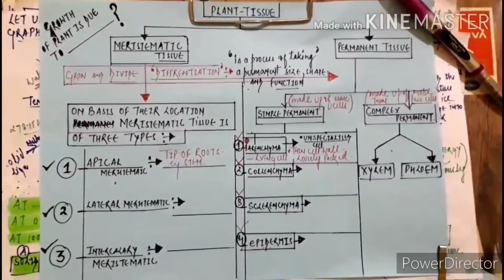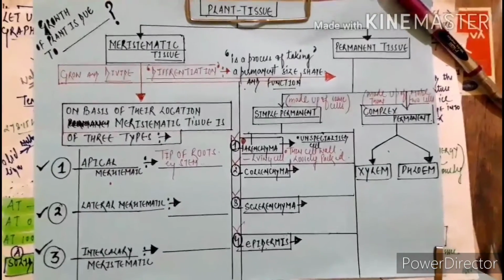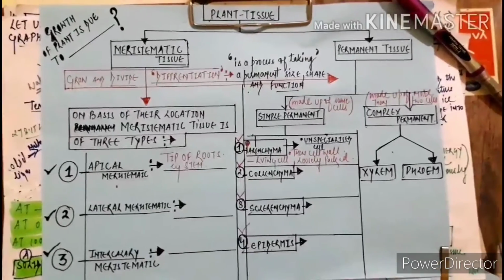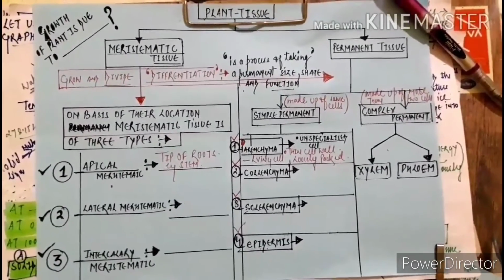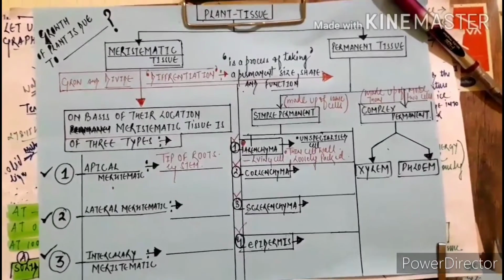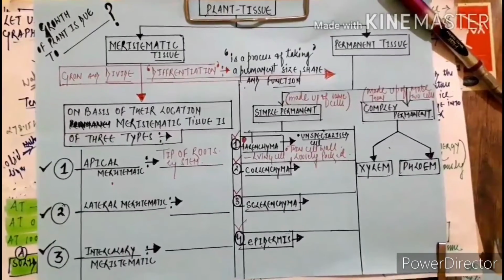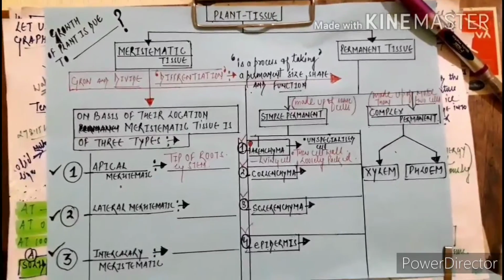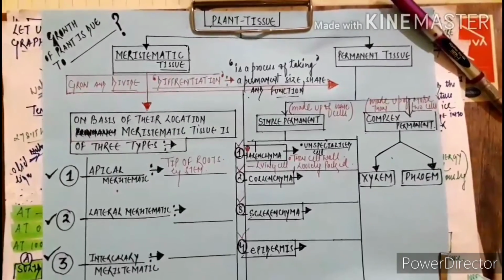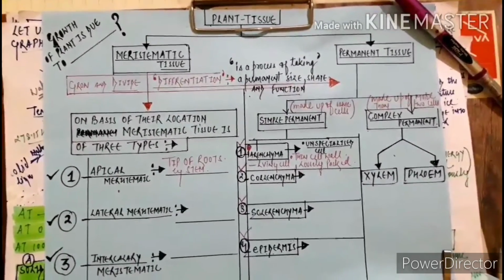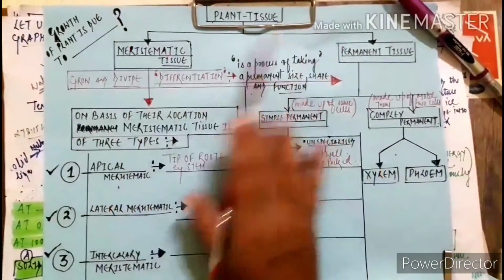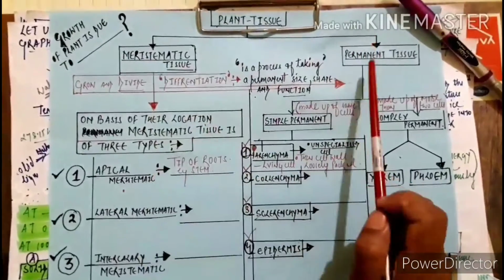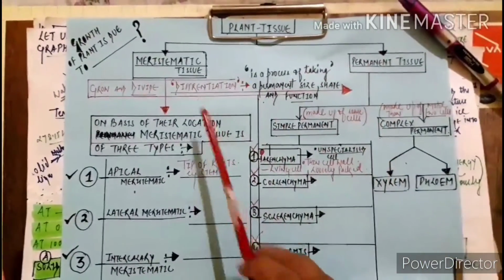Now when this second level of organization is approached, that is tissue, we will categorize tissue into two types, that is plant tissue and animal tissue. Today we will start with the topic plant tissue. We can categorize plant tissue into two main categories: one is the meristematic tissue and the other is the permanent tissue.